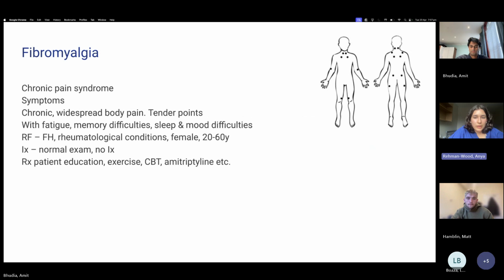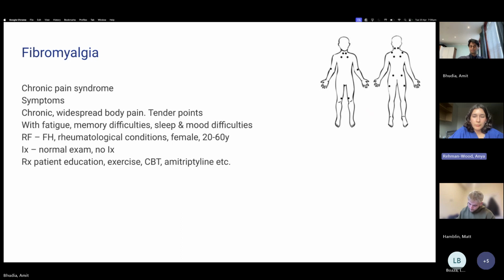So this is just a chronic pain syndrome. You have this widespread body pain, which essentially means front, back, left, right, and the main clue in SBAs is that tender points to palpation will normally mean that it's fibromyalgia. It's often associated with fatigue and memory difficulties, sleep and mood difficulties. Some of the risk factors were listed in the question before, so the rheumatological conditions, being female.